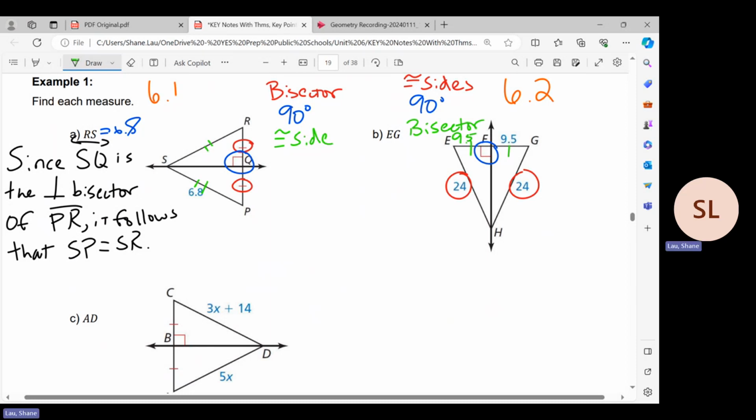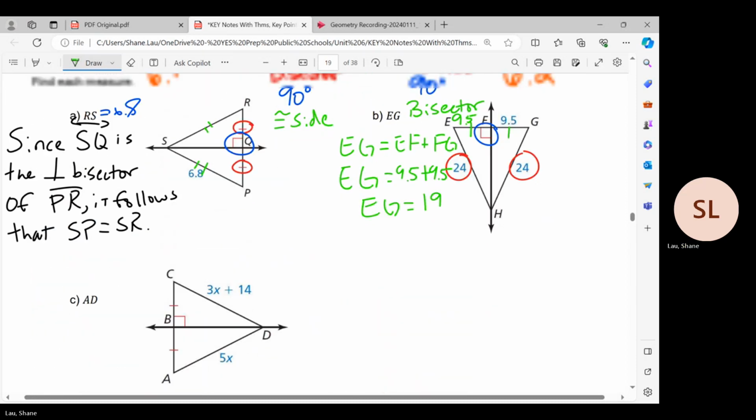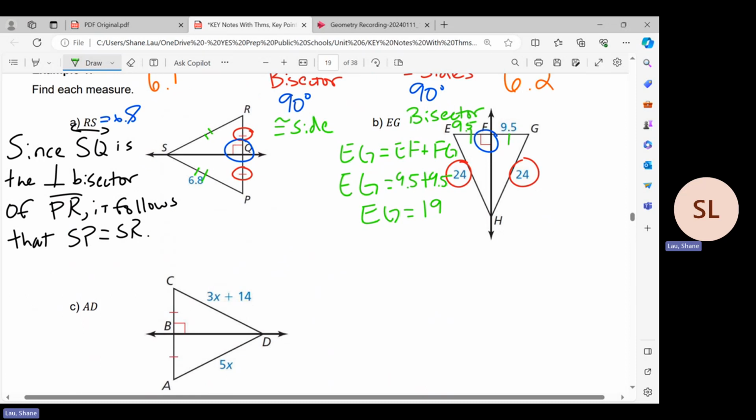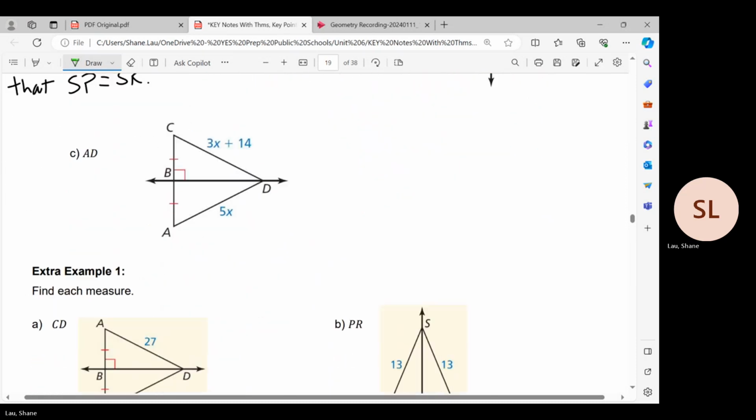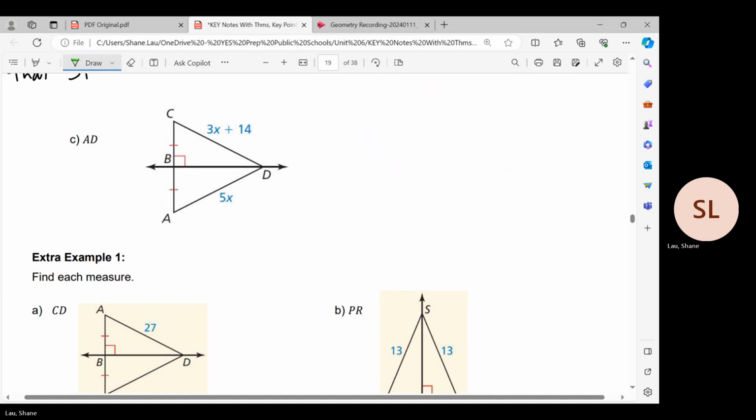But make sure you're paying attention. It says EG, not EF. And so the way we're doing that one, EG equals EF plus FG. EG equals 9.5 plus 9.5. Therefore, EG must equal 19. And that's that problem. Next problem.